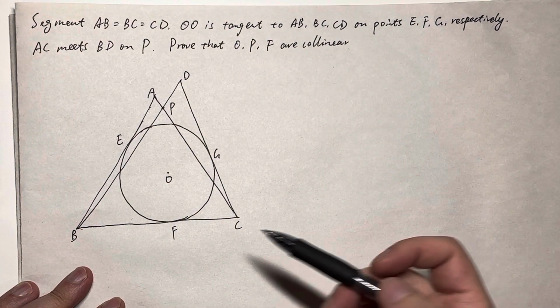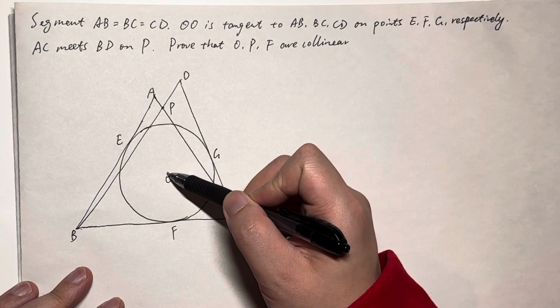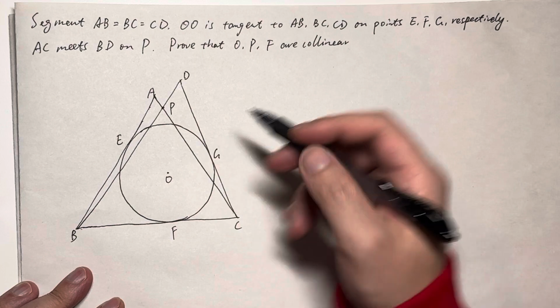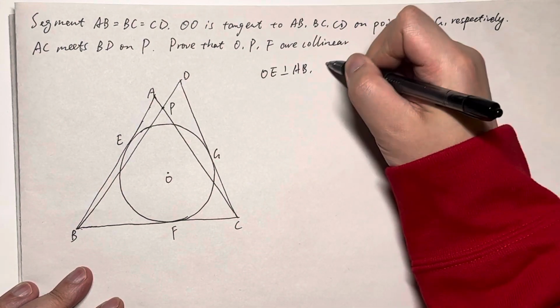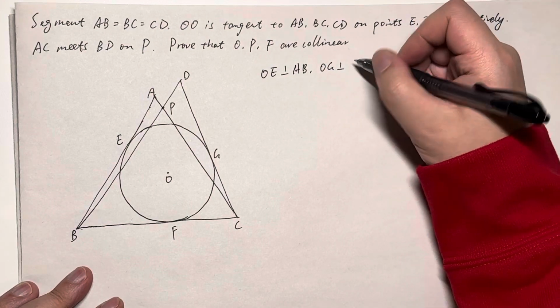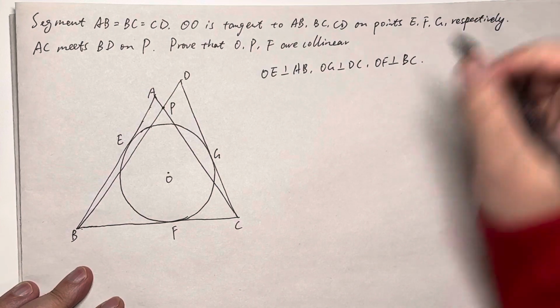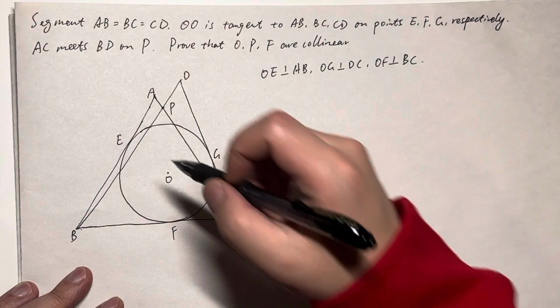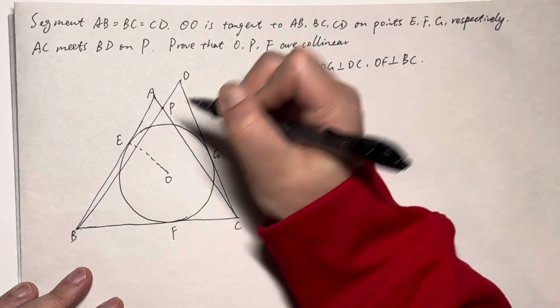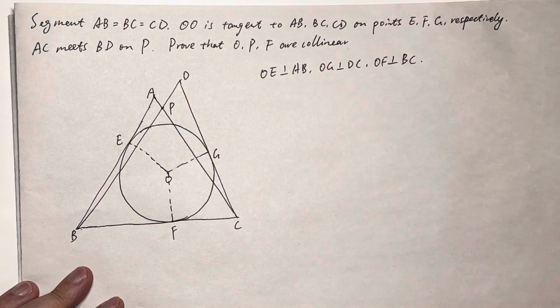And for this problem, just looking at the figure, we think we should focus on the point O, right? Because we have OE perpendicular to AB and OG perpendicular to DC and OF perpendicular to BC, right? That's a lot of perpendicular relations at point O. So O should be the breakpoint.